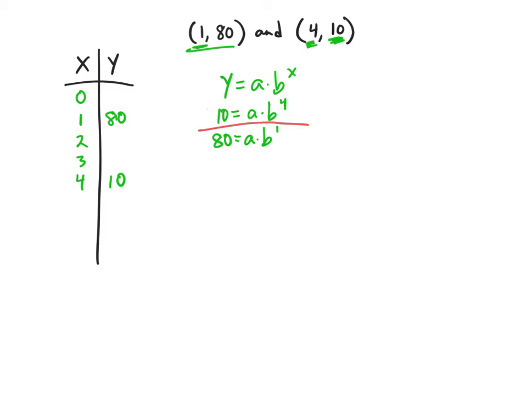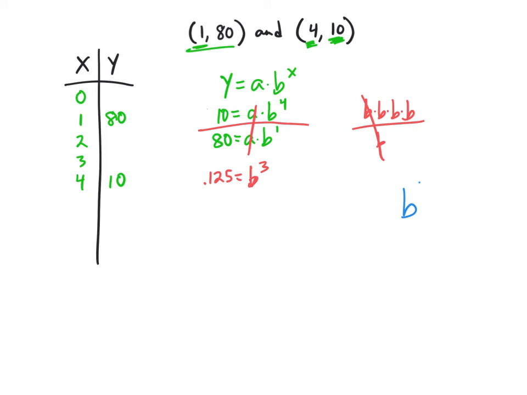What is 10 divided by 80? I type it in my calculator and I get 0.125. What is a divided by a? That is 1. They cancel out. What's b to the 4th over b? That would be b to the 3rd. We haven't done this yet. Guess how you solve a b to the 3rd?